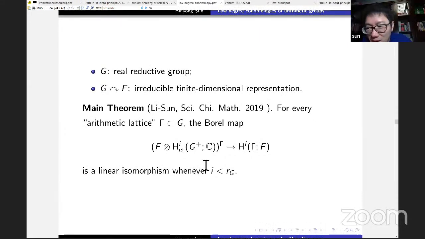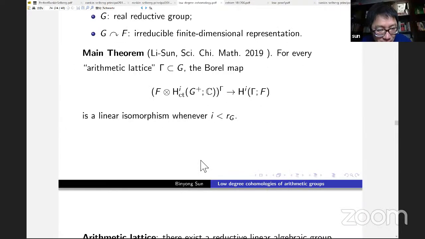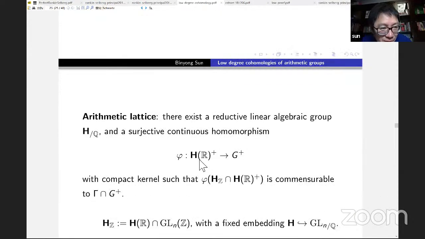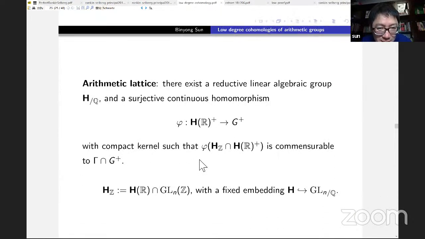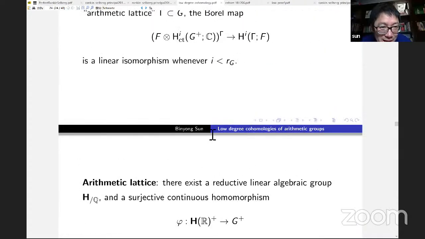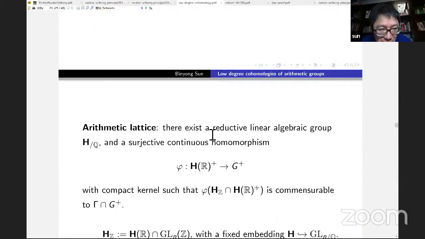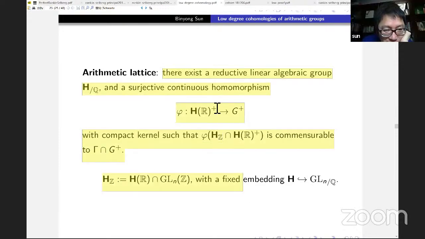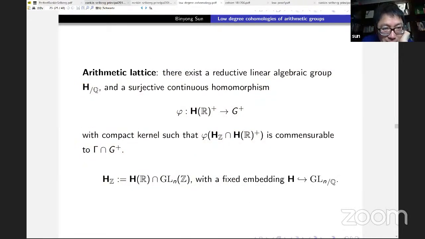In the question, here is the definition of arithmetic lattice. So gamma is a lattice in G. If gamma satisfies this condition, then we say that gamma is an arithmetic lattice.